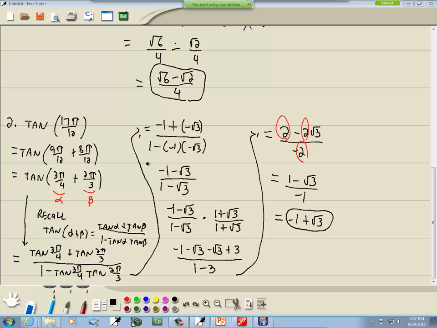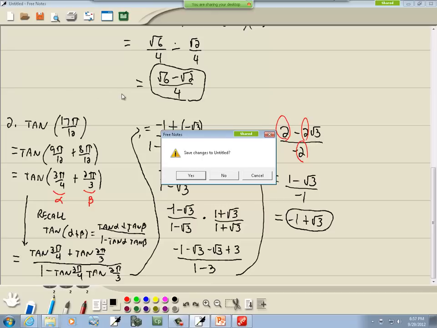Page 01. There we go. I think I'm done with that.